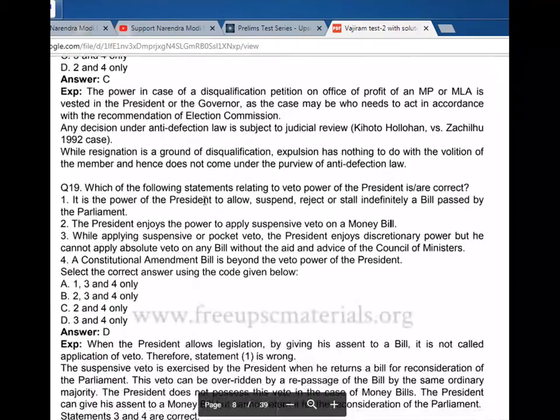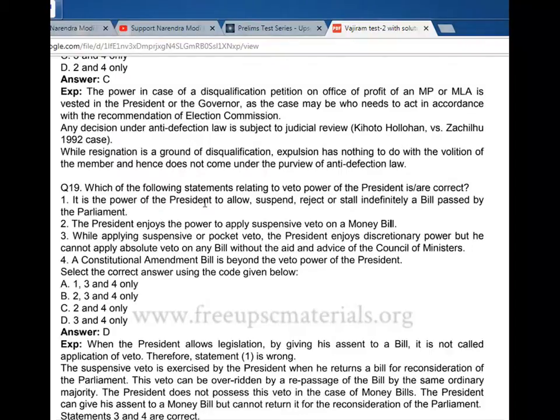1 and 2. The power in case of a disqualification petition on office of profit of an MP and MLA is vested in the President or the Governor, as the case may be, who needs to act in accordance with the recommendation of the Election Commission. The decision under the anti-defection law is subject to judicial review.